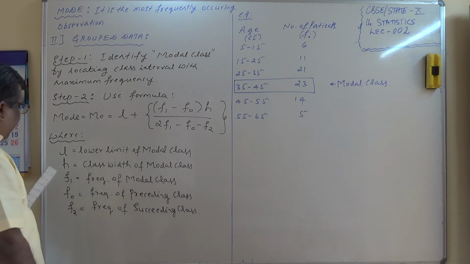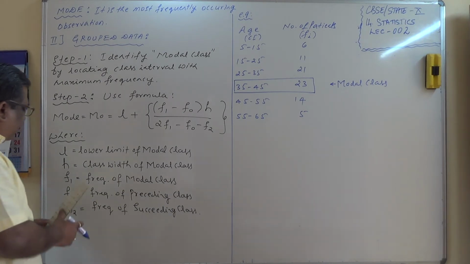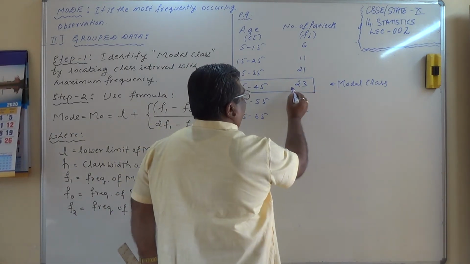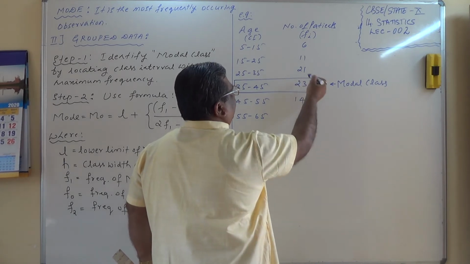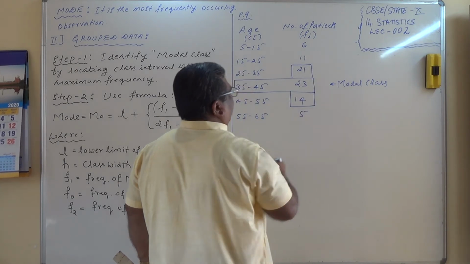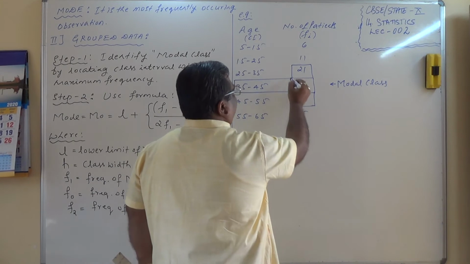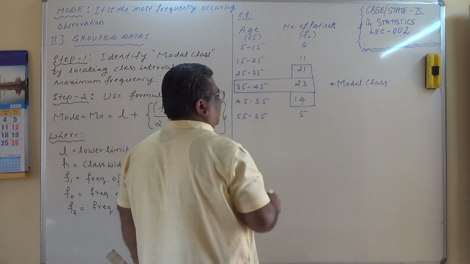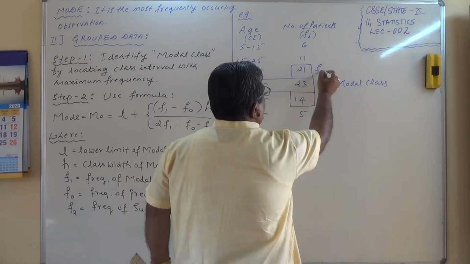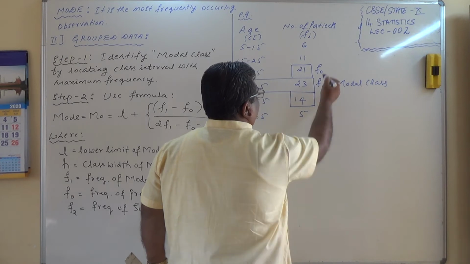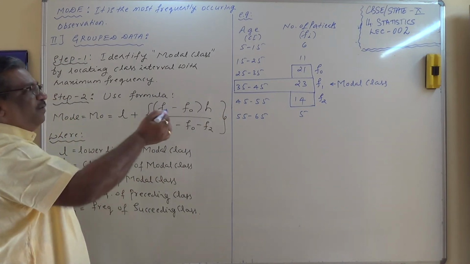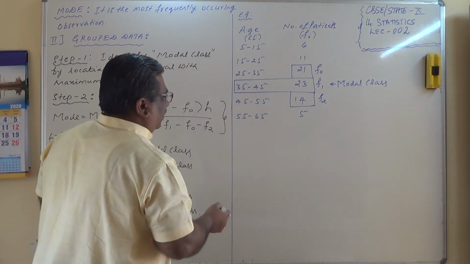But in the formula, I require F1, F0, F2. So it is in increasing order F0, F1, F2. Immediately after identifying the modal class, mark one frequency above and one frequency below. Now how to identify F0, F1, F2 here? This is F0, this is F1, 0, 1, 2. Next is F2. F0, F1, F2.